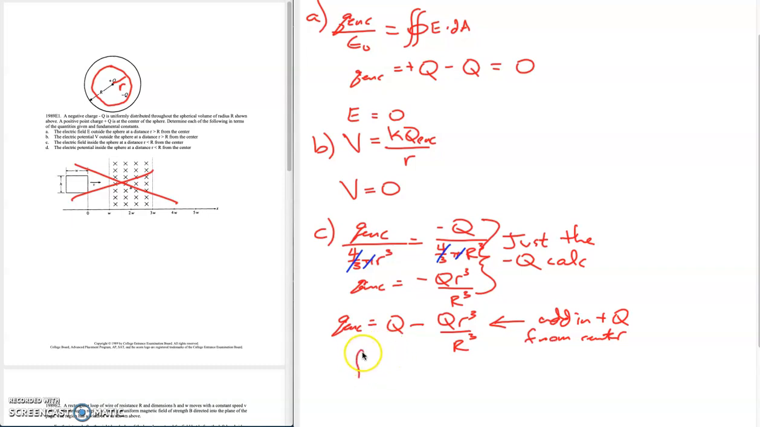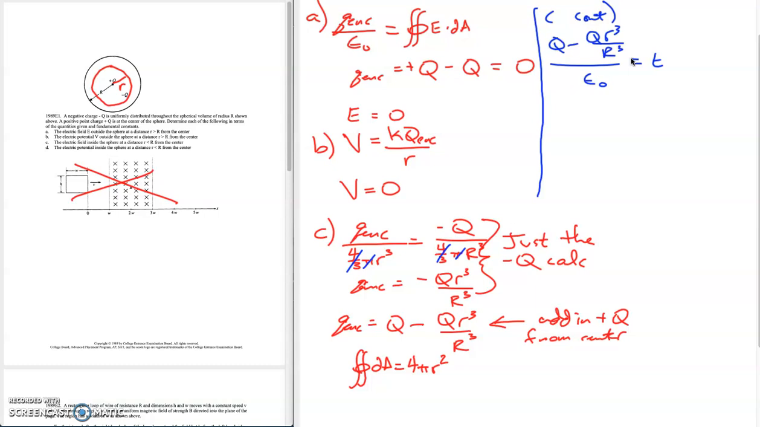Also, the area, since we have spherical symmetry here, is going to be 4 pi little r squared. And we're going to take these and plug them into Gauss's law. And I need space. Where am I going to put this? Here, I'll switch to blue, put a bar here, and this will be C continued. So we're going to have Q minus Q r cubed over R cubed, all over epsilon naught, equals E 4 pi r squared.